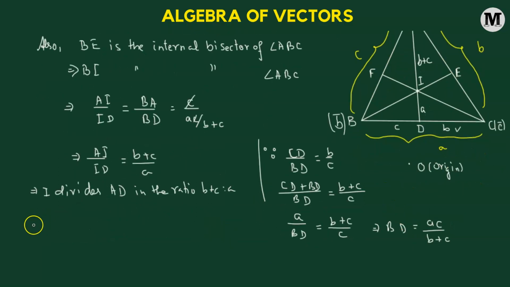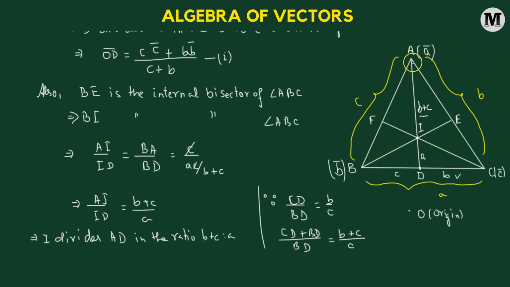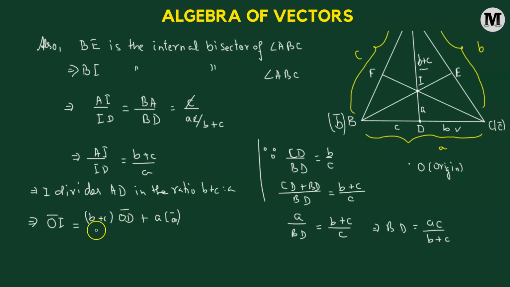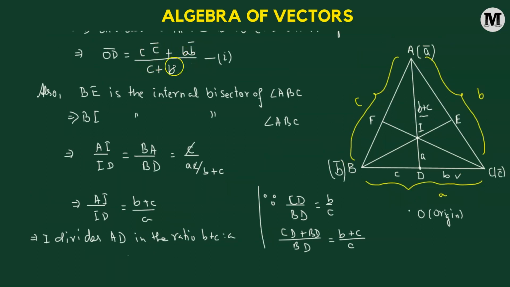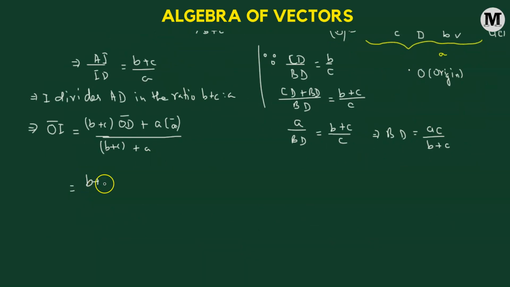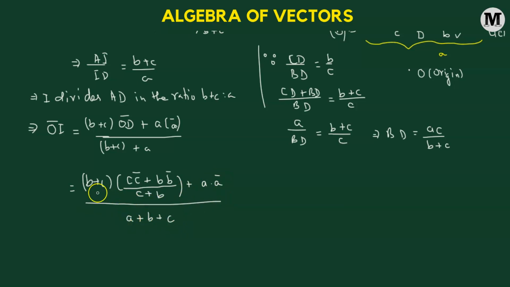The position vector OI is going to be B plus C multiplied with the position vector of point D, that is OD vector, added to A multiplied with the position vector of vertex A, that is A vector, whole divided by B plus C added to A. We have already defined OD vector as C times C vector plus B times B vector divided by C plus B. So this is B plus C multiplied by C times C vector added to B times B vector divided by C plus B, added to A times A vector, whole divided by A plus B plus C. Here we can factor out B plus C and C plus B. These are two scalars.